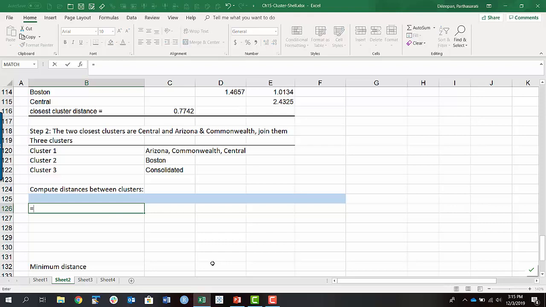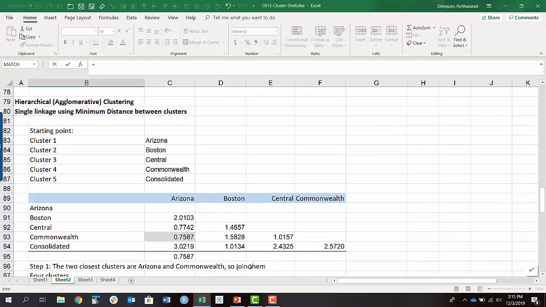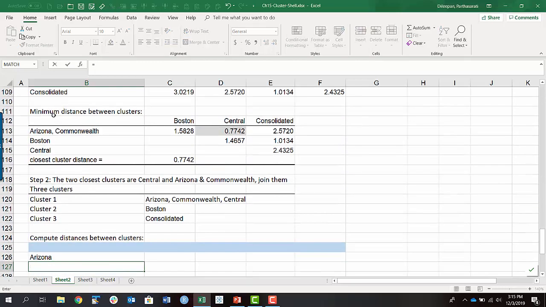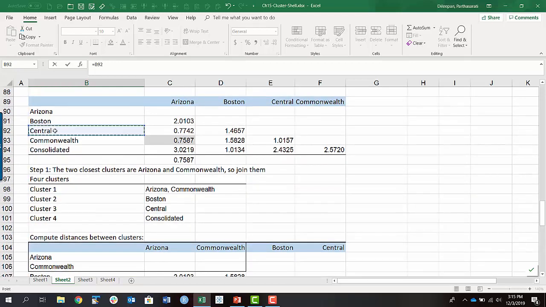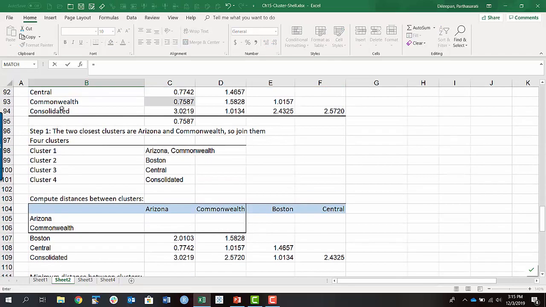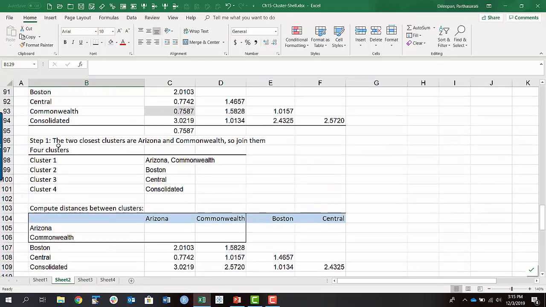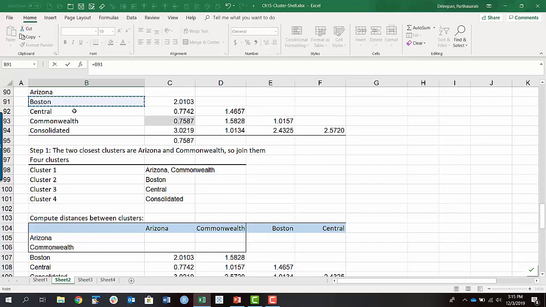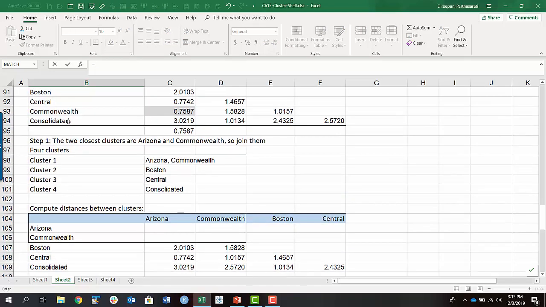Okay, so now we'll set up the distances. Again, we'll do Arizona, Commonwealth, Central and Commonwealth. So that is one cluster. The second cluster is Boston. The third cluster is consolidated.